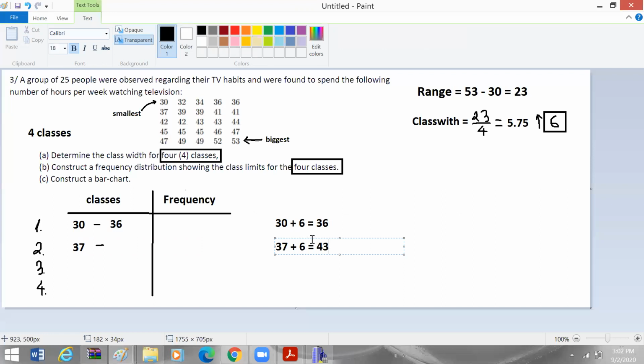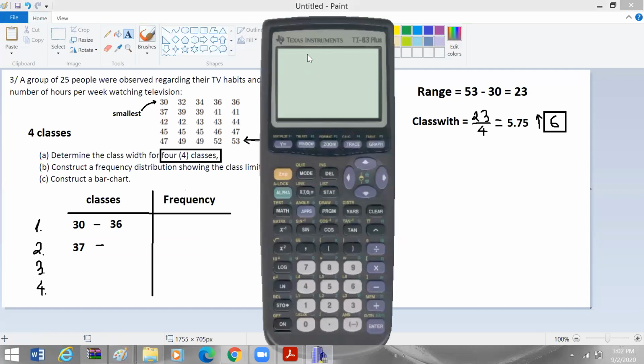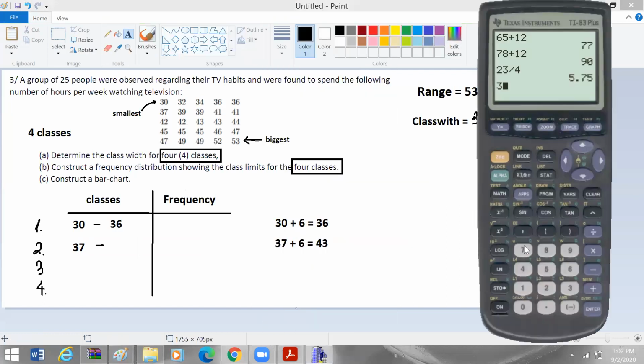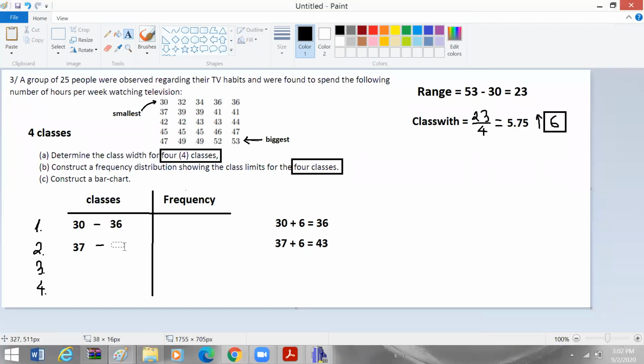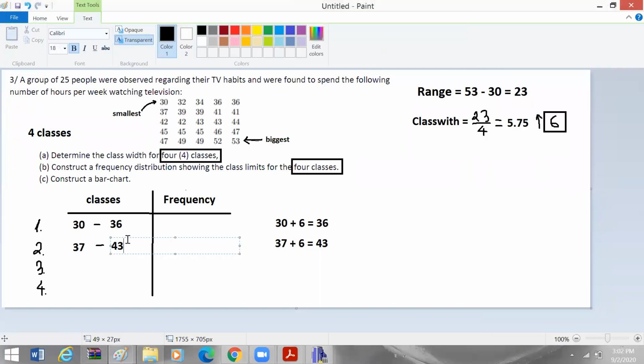And try not to do all of these computations by hand, because we have a fancy calculator. 37 plus 6, we got 43. Okay, so the ending point for the second class is 43.